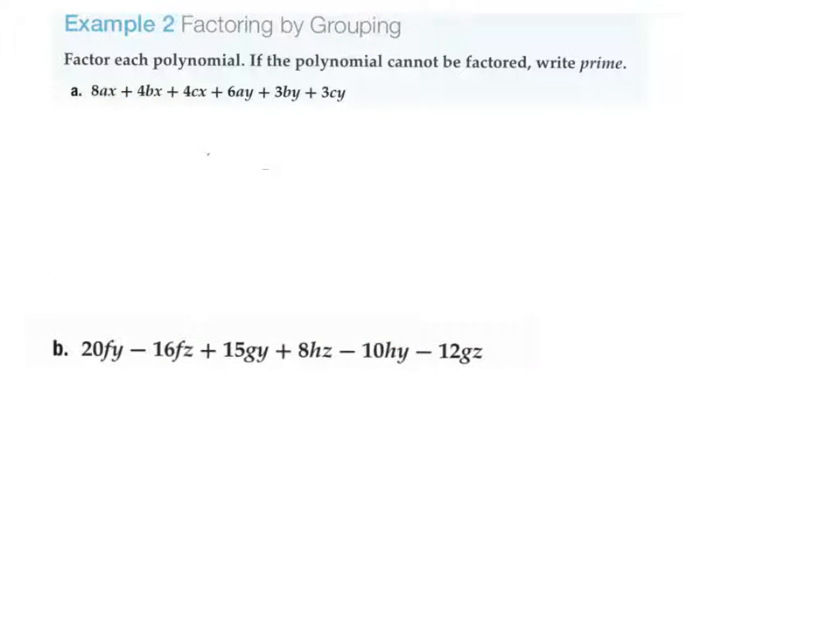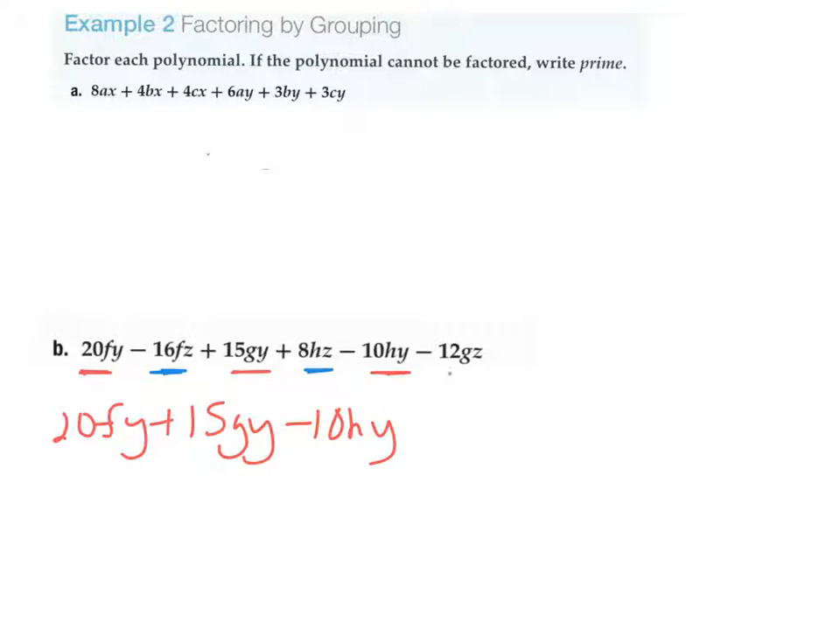So once again, we have more than 3 terms, so we're going to group. In red, I'm going to find all the ones with the same letter. In this case, I'm going to find the ones with the y, and they're not written next to each other, so I'm going to rewrite them. And then in blue, I have the ones with the z. So I have a negative 16fz, a plus 8hz, and a minus 12gz. Now I picked y and z, but you could have picked, obviously, if you look at this, g and h. I just picked y and z.